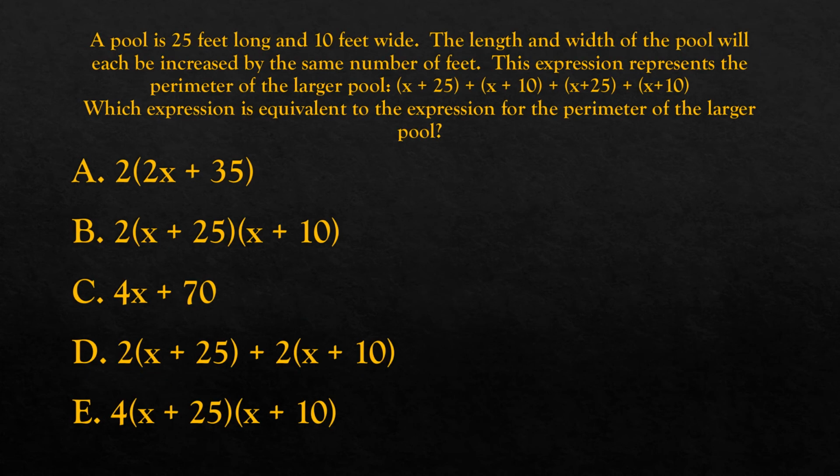Okay, so we have a pool that is 25 feet long and 10 feet wide. The length and width of the pool will be increased by the same number of feet. This expression represents the perimeter of the larger pool: x plus 25, x plus 10, x plus 25, x plus 10. Which expression is equivalent to the expression for the perimeter of the larger pool?